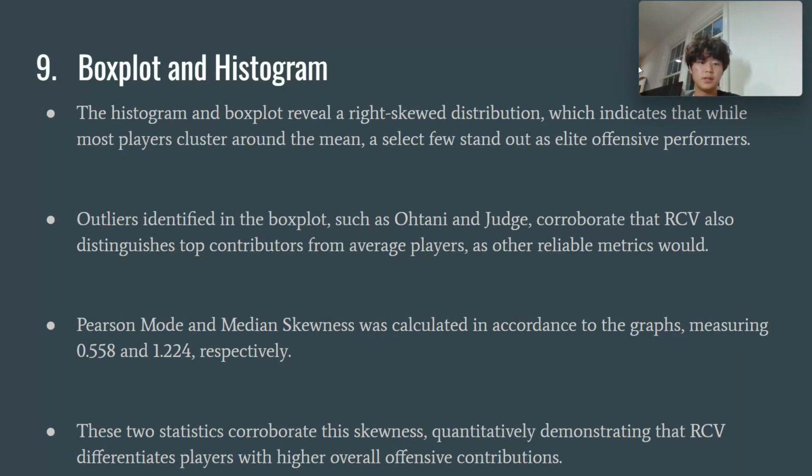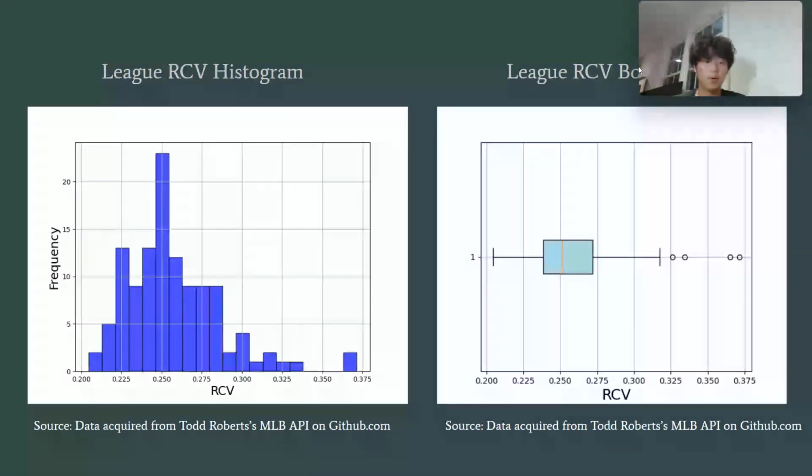The distribution of RCV values was visualized through a histogram and a box plot. Both graphs reveal a right-skewed distribution, with most players clustered around the mean, but a few high-performing outliers, such as Ohtani and Judge, standing apart. Skewness was calculated using both Pearson mode and median methods, which measured 0.558 and 1.224 respectively. This result confirms that RCV differentiates elite performers from the average.